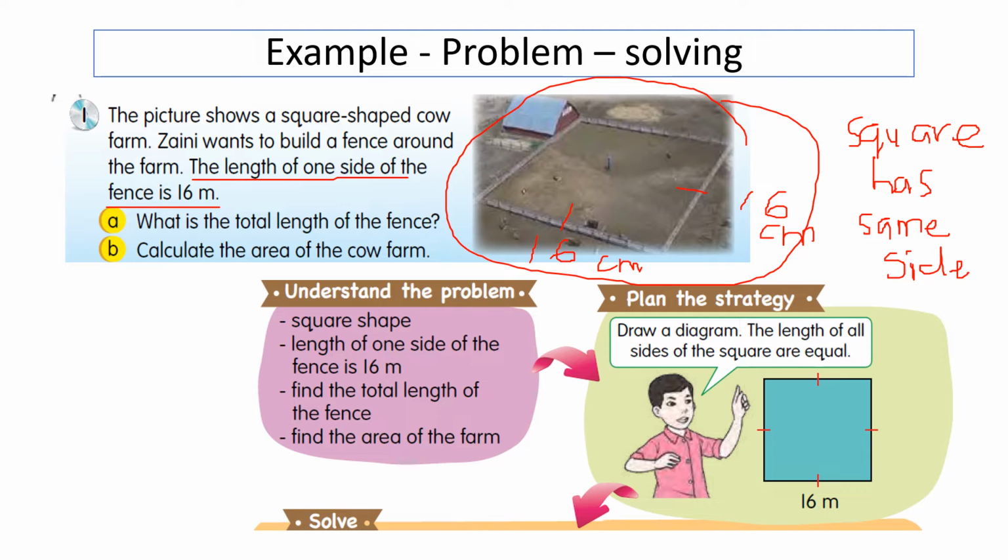So when the question asks you to do what is the total length for the fence, when the question asks you total here, means the question asks you to plus, add, tambah. So when we talk about total, bila kita kata tambah, operasi tambah, it should be perimeter. Okay, maksudnya dia minta perimeter.